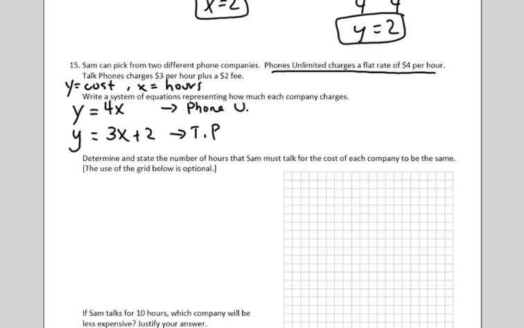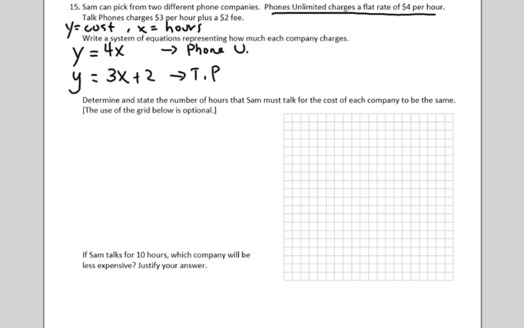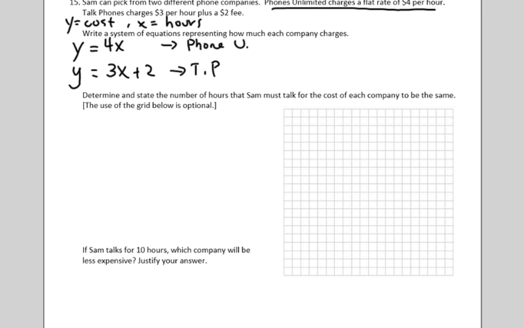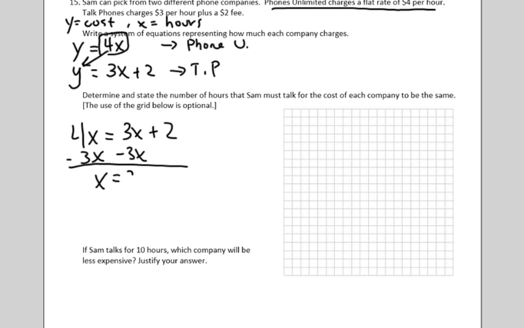You're trying to solve it to see the number of hours and how much it would cost to be the same. I'm going to use substitution. I could graph this in the calculator. I could use the grid below. I already have one of them being the same. So I'm going to plug in 4x into y and solve it. So I subtract 3x on both sides. And this happens to be very nice, where I get x equals 2 right away. And then I plug it into the equation up here and I get y equals 8.